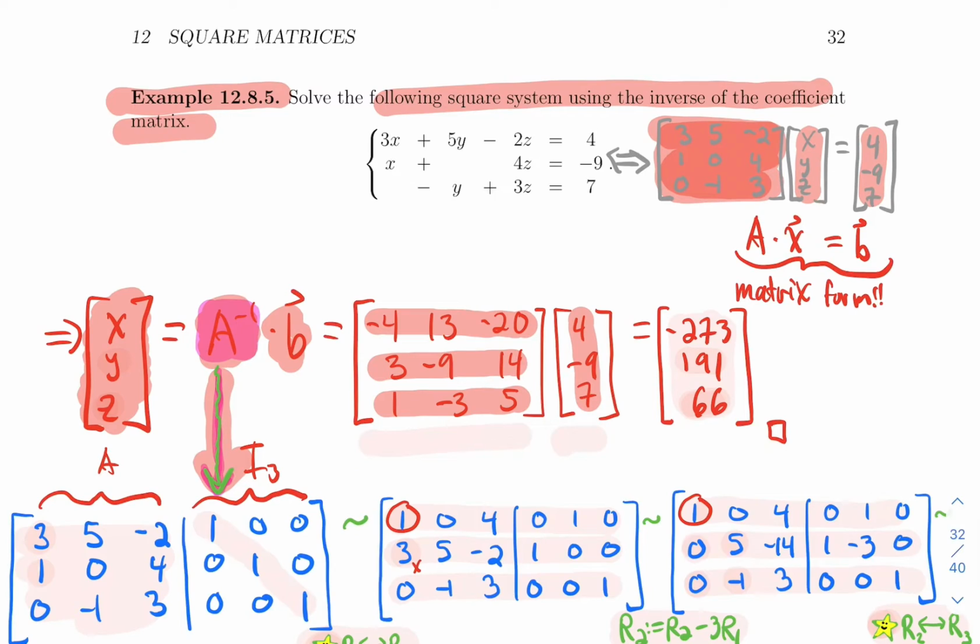Then you just multiply it with the B vector, and look how ugly the solution is: minus 273 for X, 191 for Y, and 66, oh, so evil, for Z. That's your unique solution. So matrix multiplication, A inverse times B, and that gives you your unique solution.